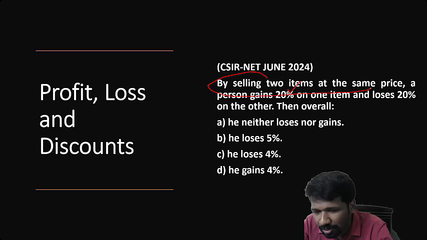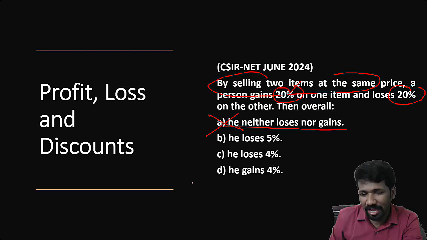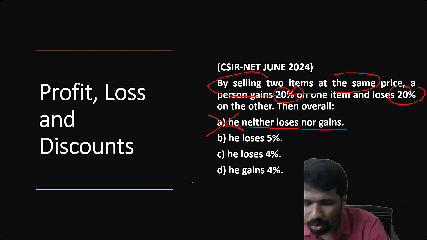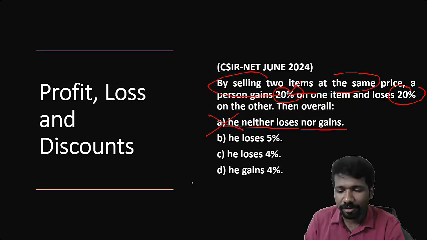When two selling prices are the same, gain percent and loss percent are equal. Some people may say neither loss nor gain is the answer. That is totally wrong. To confuse you, there is such an option. The answer is not neither loss nor gain. It is 4% loss. Why it is, we will be discussing in that particular chapter.